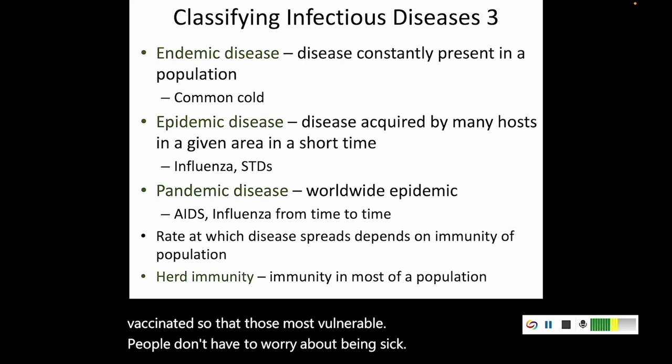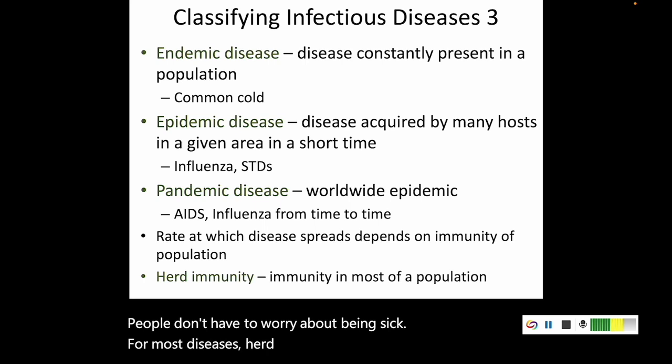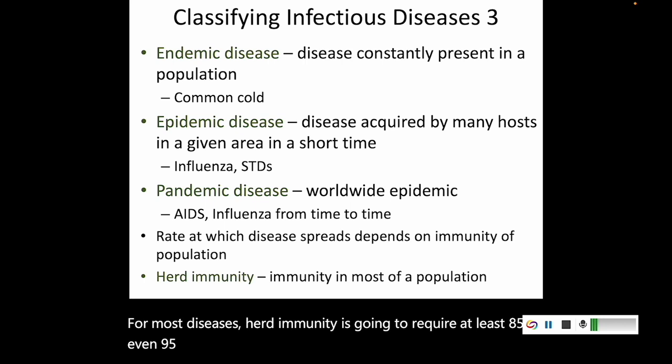For most diseases, herd immunity is going to require at least 85%, even 95% immunity for people to not come in contact with someone carrying the disease.